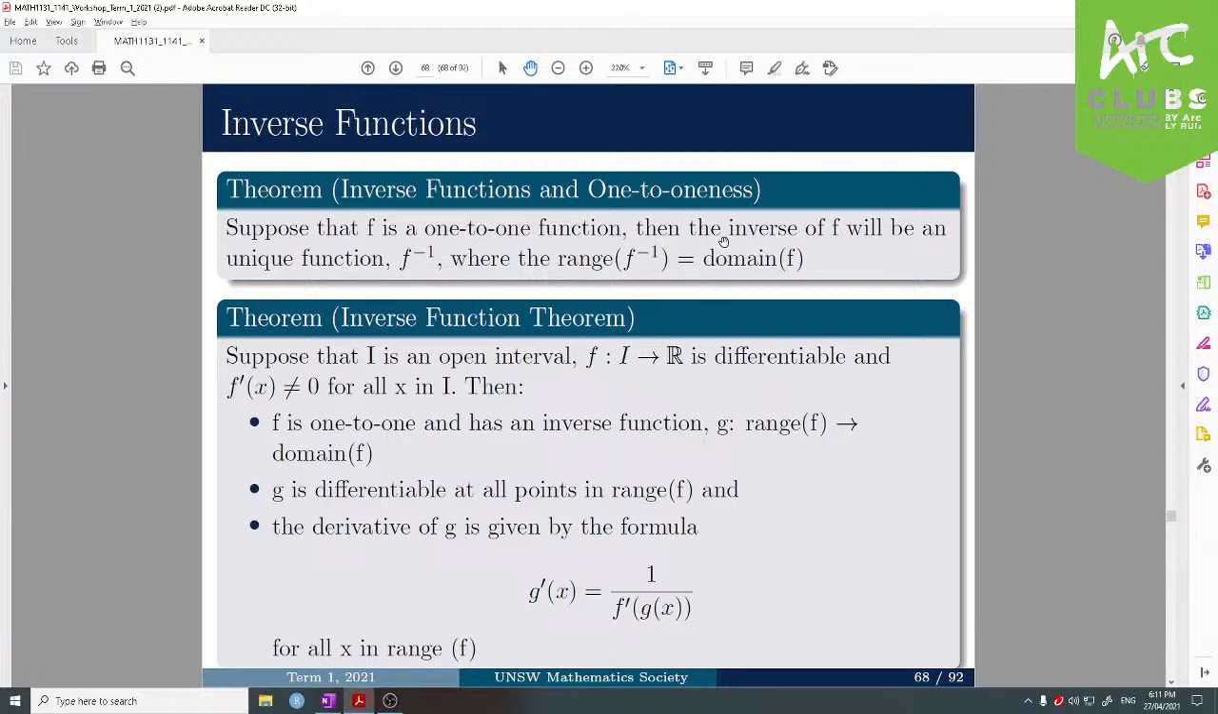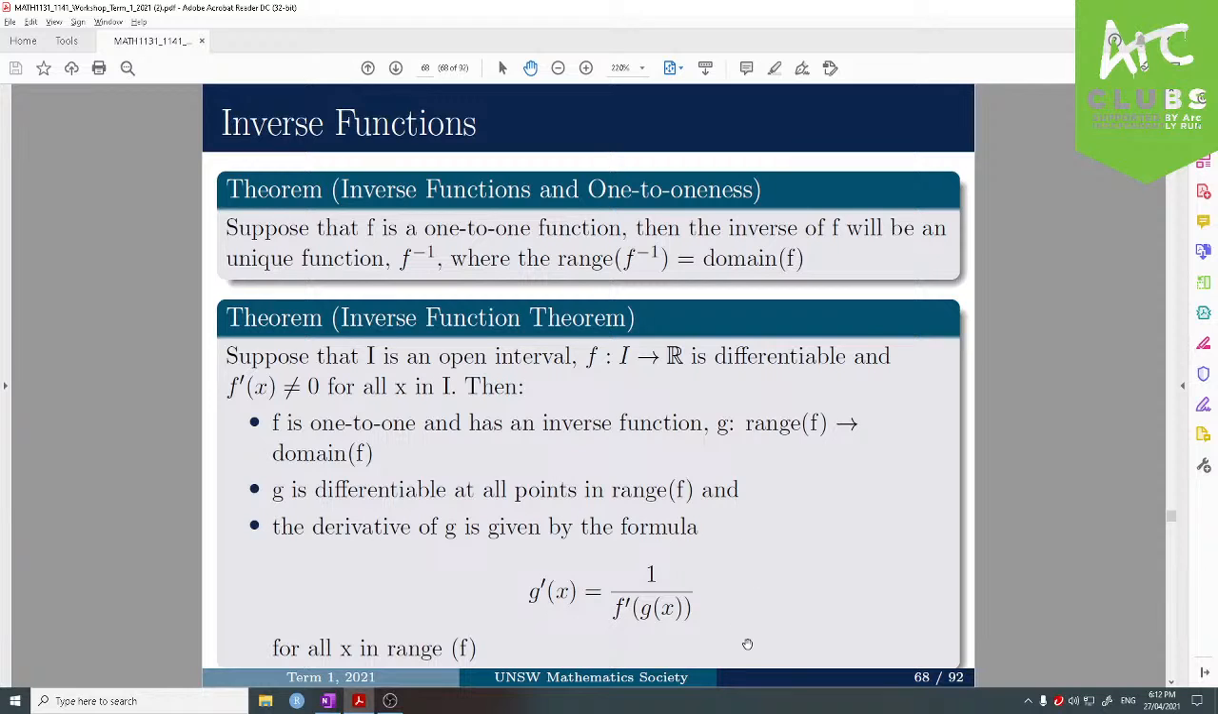And the second theorem, the inverse function theorem, says that suppose that I is an open interval where the domain of f is the interval I, and f goes towards the real values, and it's differentiable, and f dash is not 0, then for all the values of x in this interval I, we have these properties. And also the biggest thing is that g dash of x is equal to 1 over f dash of g of x, which is basically the core of the inverse function theorem. In this formula, g is the inverse function and f is the original function.